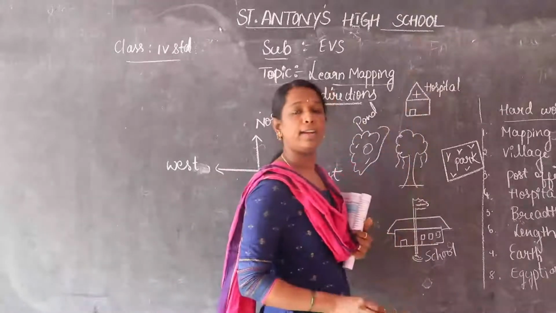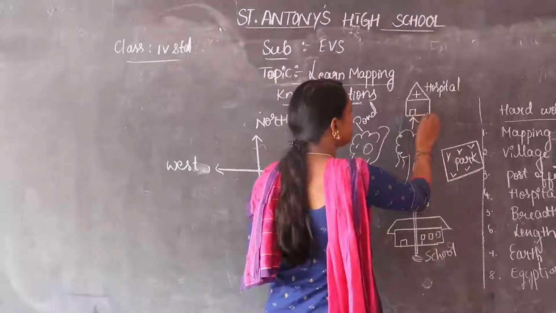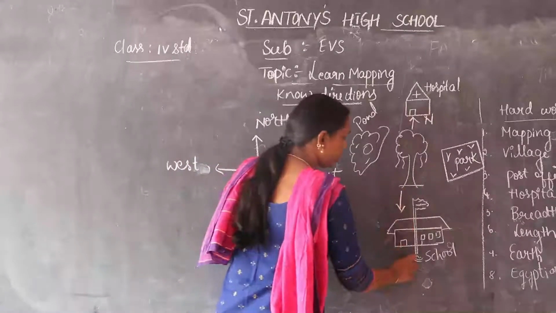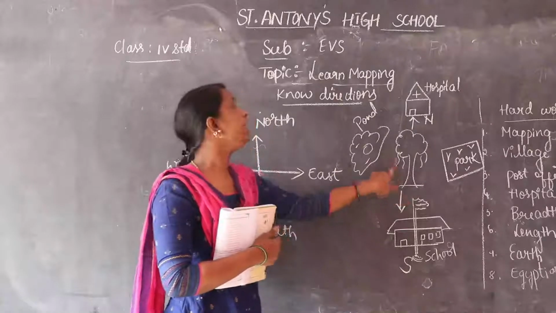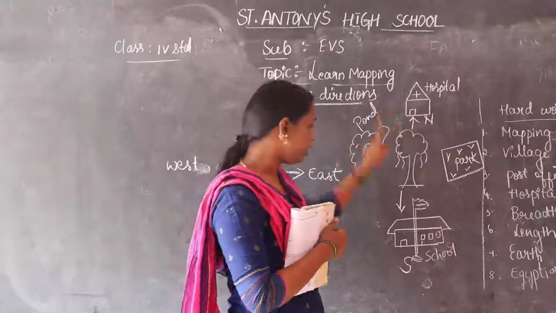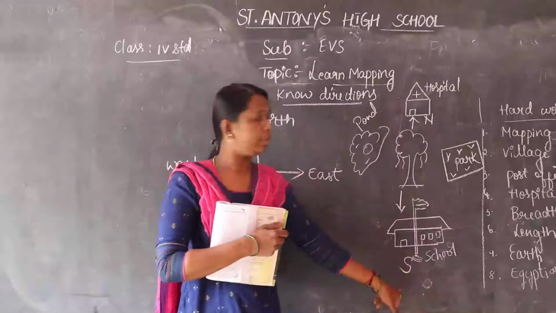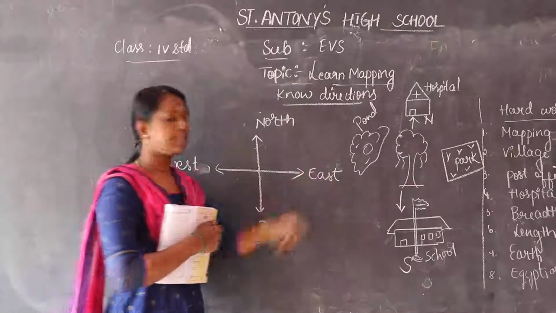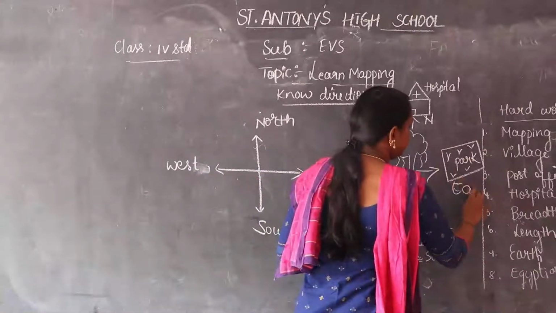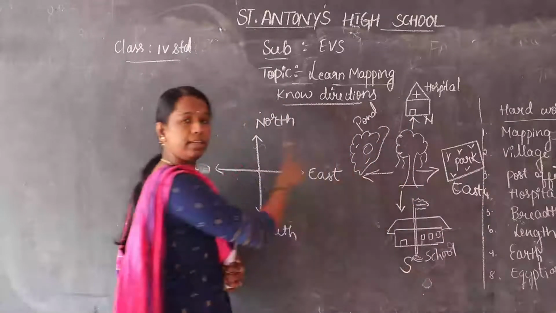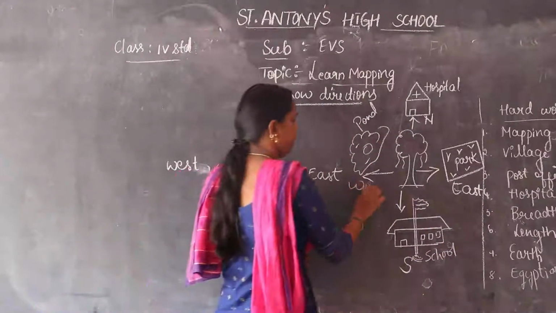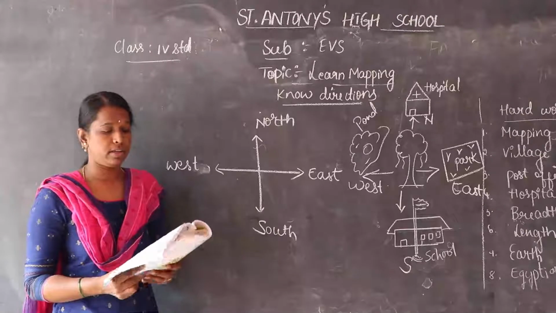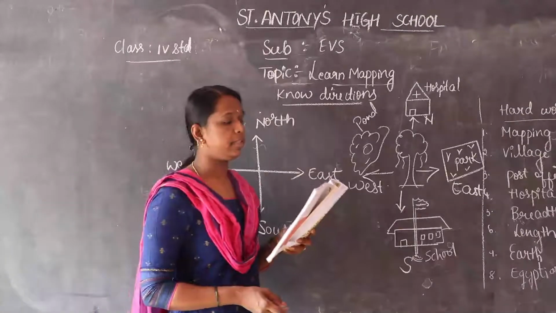This hospital is located in which direction, children? North direction. Our school is located in the south direction. Compared to this banyan tree, this hospital is in the north direction and this school is in the south direction. Whereas this park is in which direction? East direction. This pond is in the west direction.